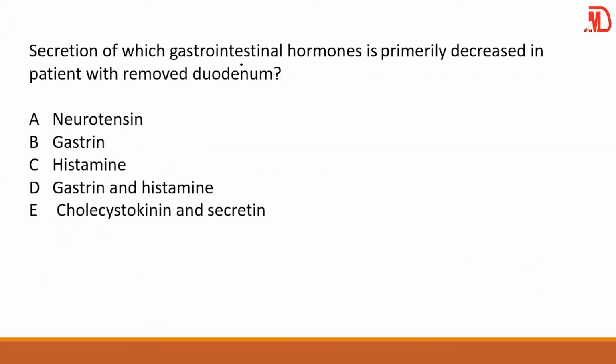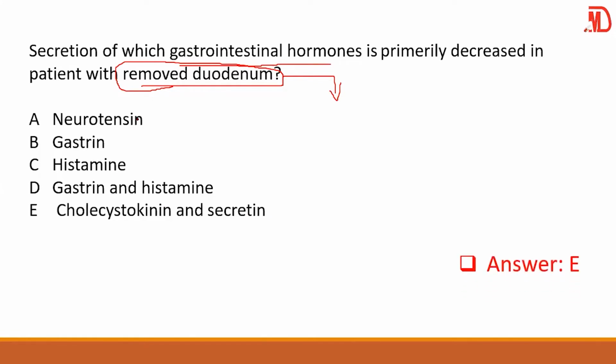We have secretion of which gastrointestinal hormones is primarily decreased in the patient with removed duodenum. So there's a removed duodenum. The question now is, what type of hormones or enzymes are produced by the duodenum? The duodenum produces what we call cholecystokinin and secretin. I repeat, cholecystokinin and then secretin.